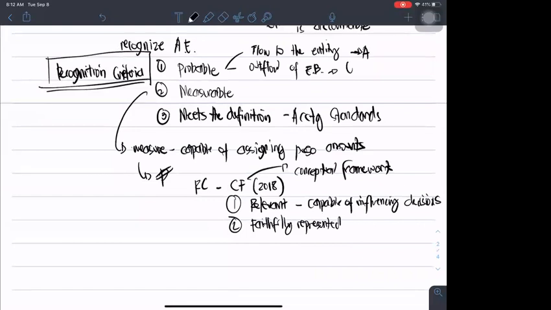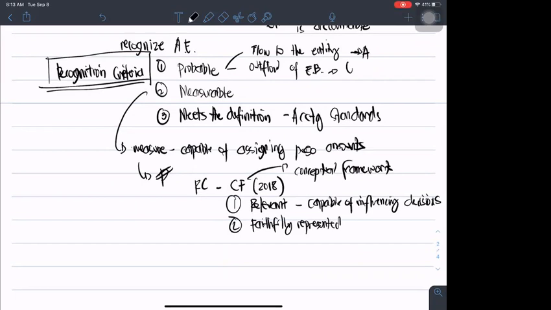When we say it is faithfully represented, if ever you present it in your financial information or as part of your financial statements, it must be properly presented in such a way that you do not omit anything. So we have the three, and under your 2018 conceptual framework, we have the two: it must be relevant and faithfully represented.